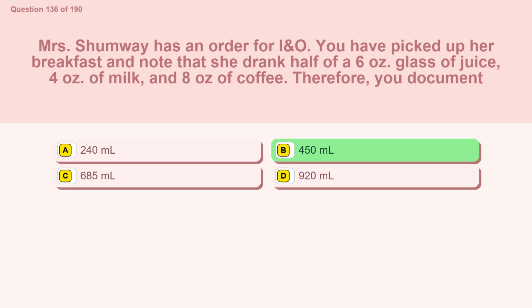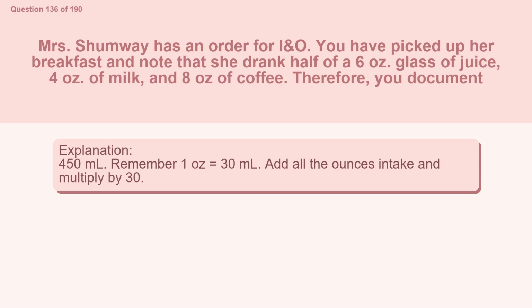The correct answer is option B, 450 ml. Remember, 1 ounce equals 30 ml. Add all the ounces of intake and multiply by 30.